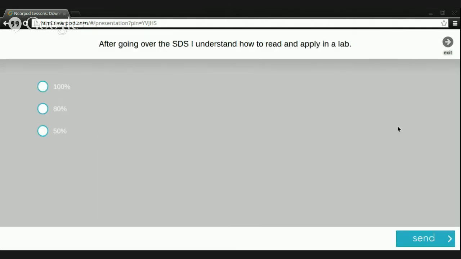So answer this poll question real quick. After going over the SDS, how do you feel about applying it? Basically, all you're doing is reading this form. You really don't have to know, honestly, much of anything. You just got to pick up this paper and know how to read it. That's all you have to really do.